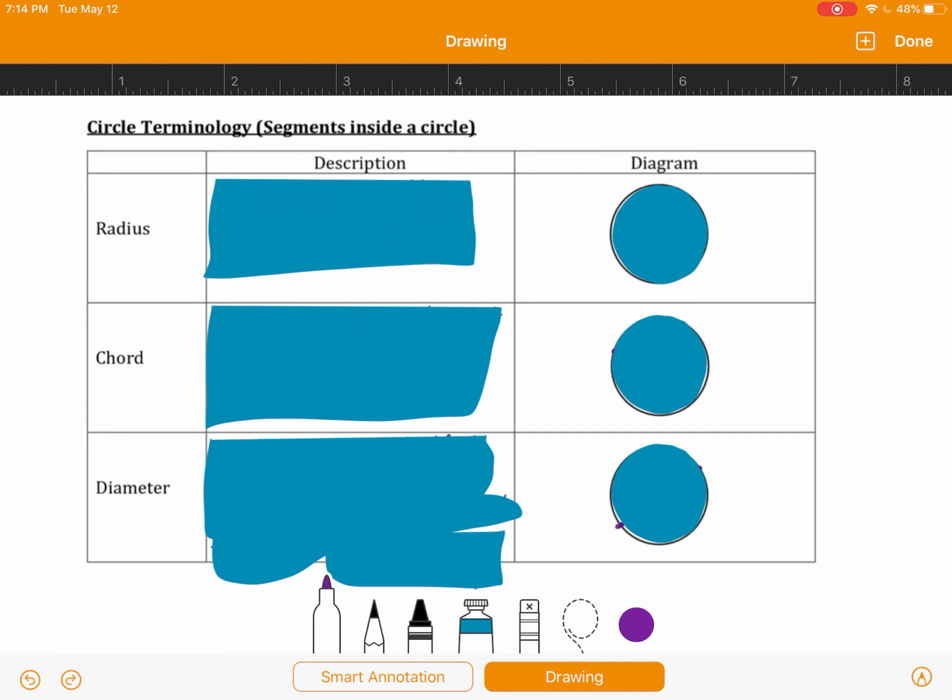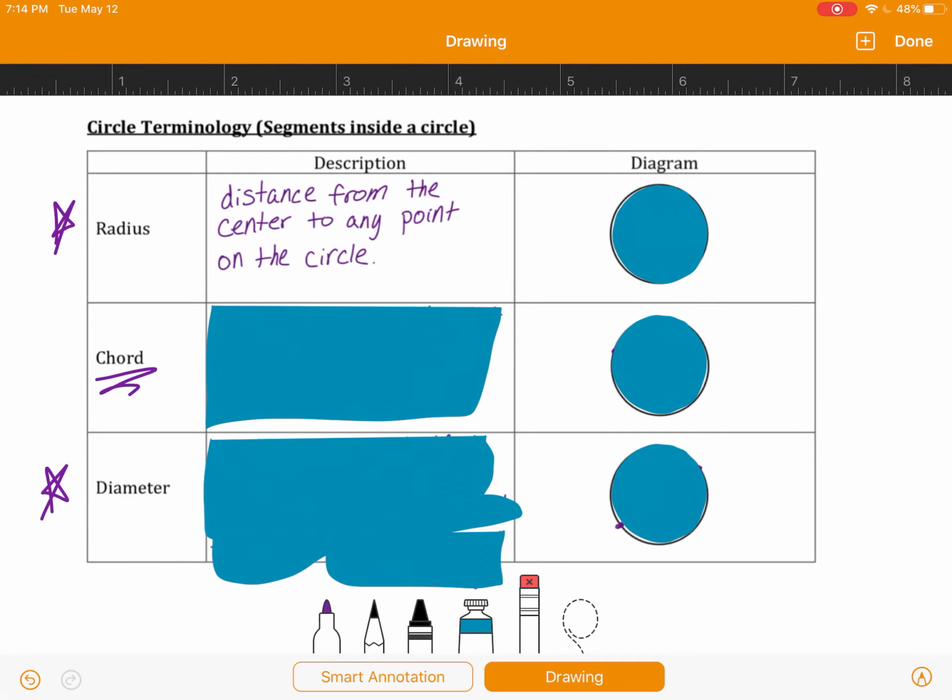Now I'm sure you know what the radius of a circle is and the diameter, but we haven't really talked about a chord before. So I'm going to give you the definitions for all of these. To start, the radius is the distance from the center to any point on the circle. Okay, so you can have a radius from the center to any point on the circle. It could be anywhere you want. It's always the distance from the middle to the outside.